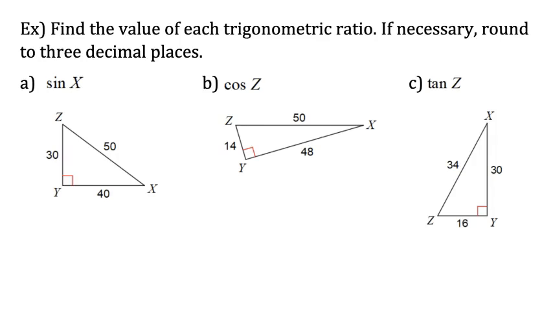All right, let's practice using those fractions. So we're going to find the value of each trigonometric ratio. These ratios are going to look like fractions. If necessary, round to 3 decimal places. All right, the definition of the sine of an angle is it's equal to the length of the opposite leg over the hypotenuse.